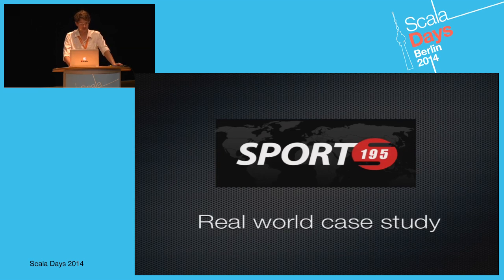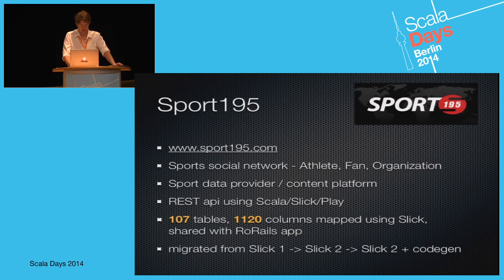Let's look at a real-world case study, because I started working part-time for a company in New York, Sport 195, in April, and that's basically what we did there on a real-world code base. So they're this sports social network with like 3 pillars: athlete, fan, organization, where people can follow organizations, and organizations can represent themselves. And they're also a sports data provider or a content platform which people can co-brand or can use to populate their platforms with sports data about like the whole world of sports.